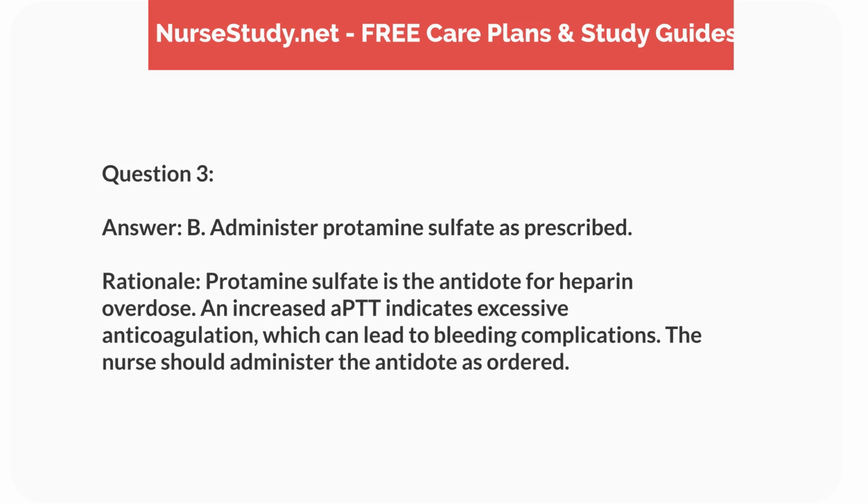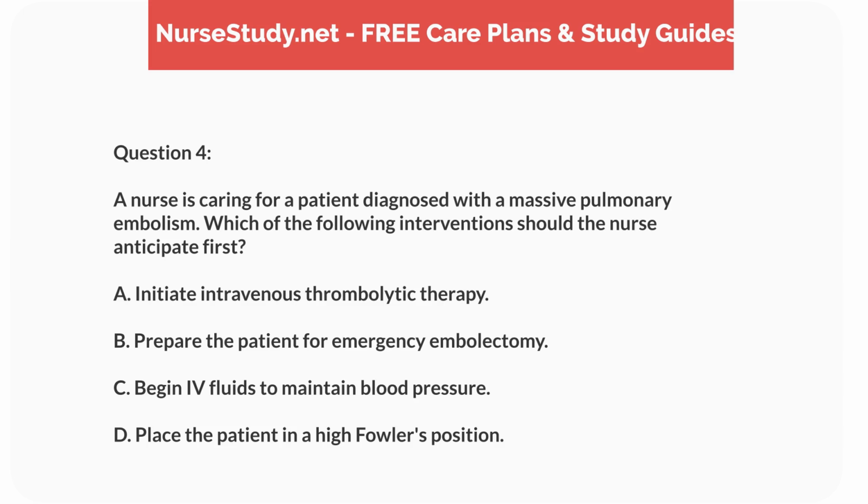Rationale: protamine sulfate is the antidote for heparin overdose. An increased APTT indicates excessive anticoagulation, which can lead to bleeding complications. The nurse should administer the antidote as ordered. Question 4. A nurse is caring for a patient diagnosed with a massive pulmonary embolism. Which of the following interventions should the nurse anticipate first?